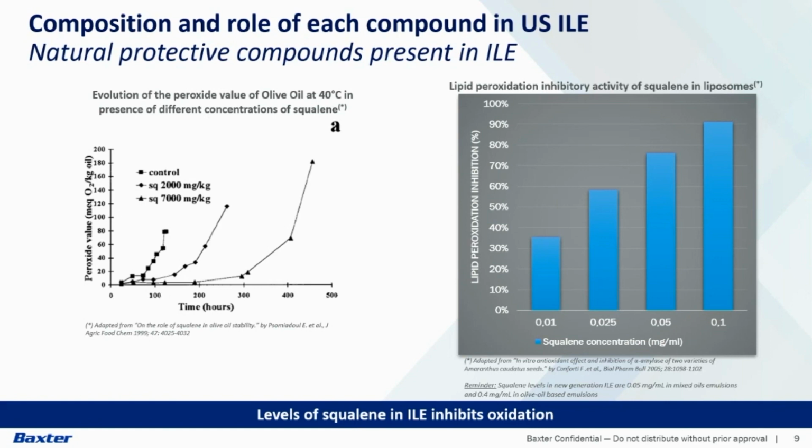The second example I would like to present is a study from Conforti, who studied the inhibitory activity of squalene on lipid peroxidation. This is summarized in the graph on the right, where they have observed an increased inhibition of lipid peroxidation in liposomes with an increasing squalene concentration, reaching around 90% inhibition with a concentration of squalene of 0.1 milligram per ml. Now, as a reminder, squalene concentrations in new generation ILEs range from 0.05 milligram per ml in mixed oils ILEs to almost 0.4 milligram per ml in olive oil-based ILEs. These studies emphasize the importance of squalene at levels currently present in the intravenous lipid emulsions and its major role in preventing oxidation.